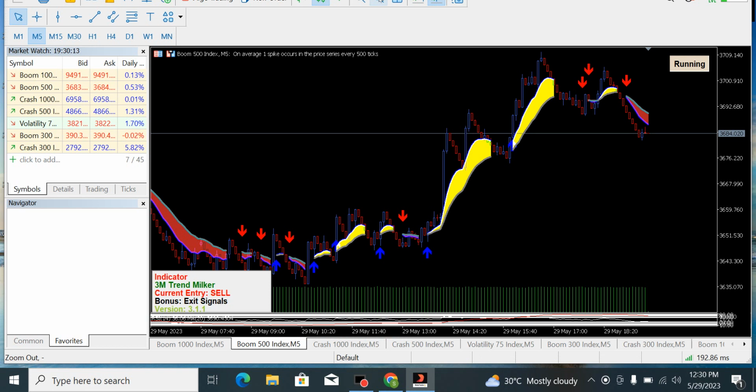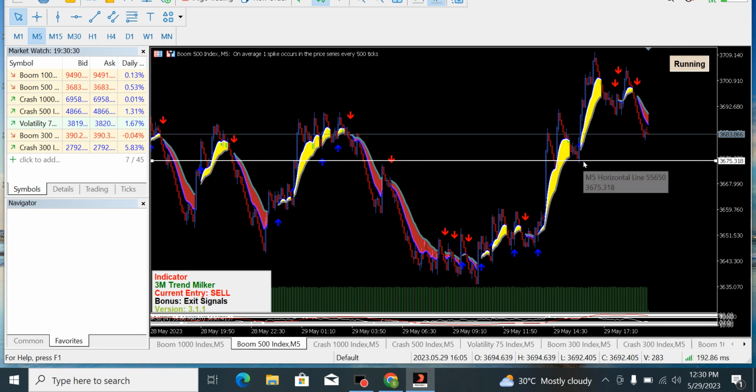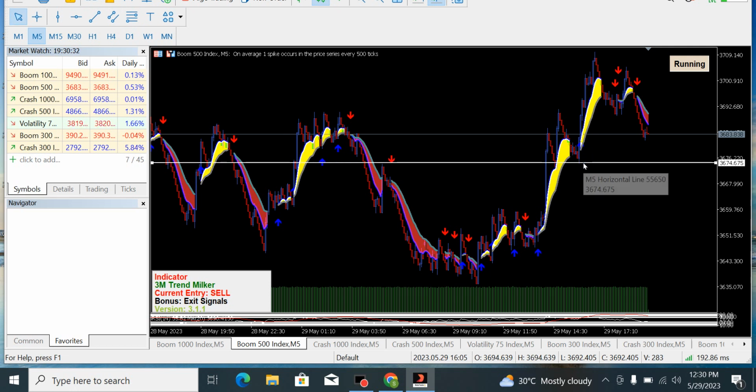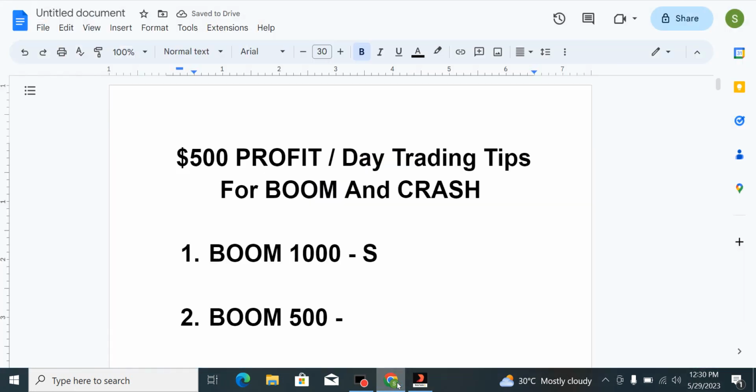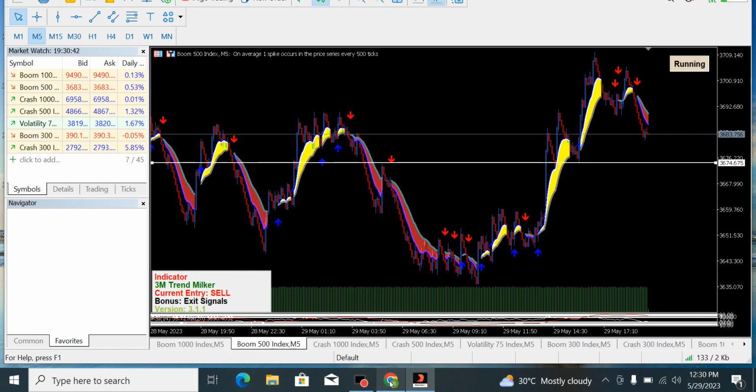Okay guys, this is Boom 500, still on the 5-minute time frame. You can see it was on an uptrend before, but it has got into this resistance zone and has not been able to break out above it. Right now it is selling at the moment. It will keep on selling until it gets to this particular support zone, and it will try to see if it will break out below it. So this is going to be more of a selling opportunity than a buying opportunity. So the next asset is going to be Crash 1000.